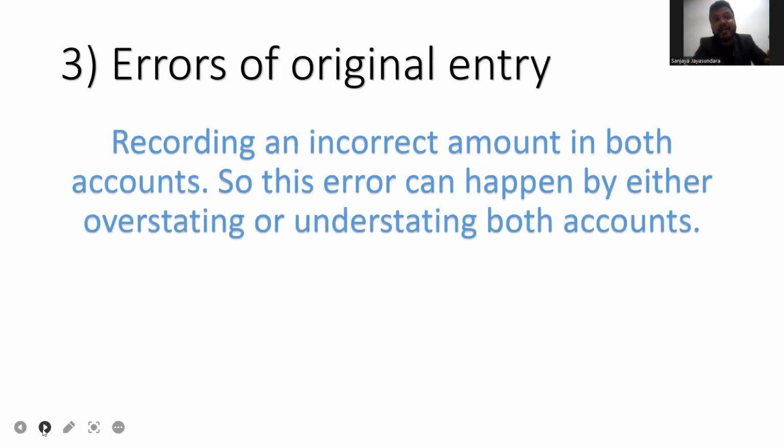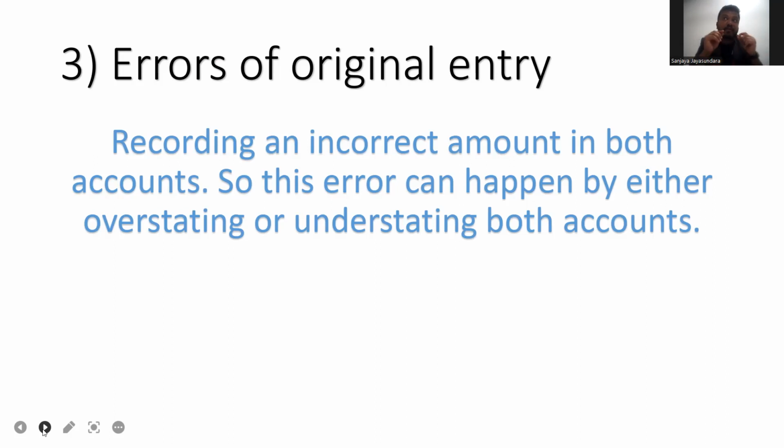The third error is errors of original entry. This error happens when you record transactions in the prime entry books for the first time. That means recording an incorrect amount in both accounts. Basically, this error can happen by either overstating or understating both accounts.